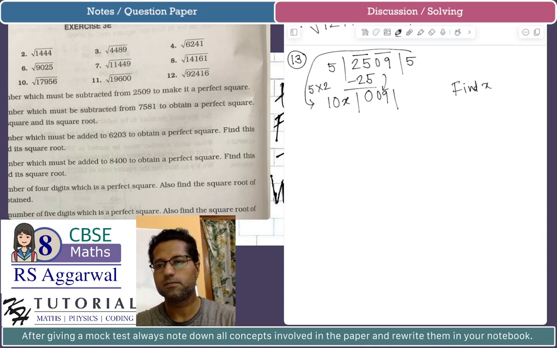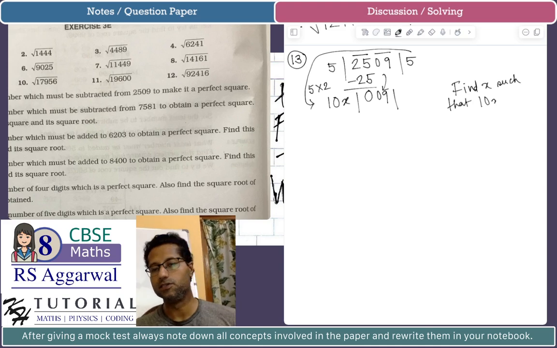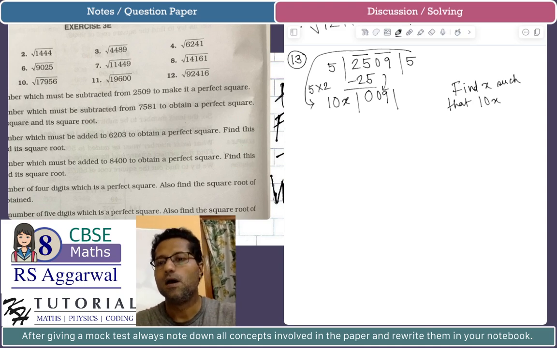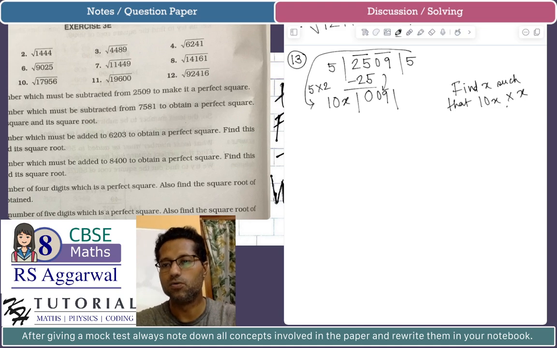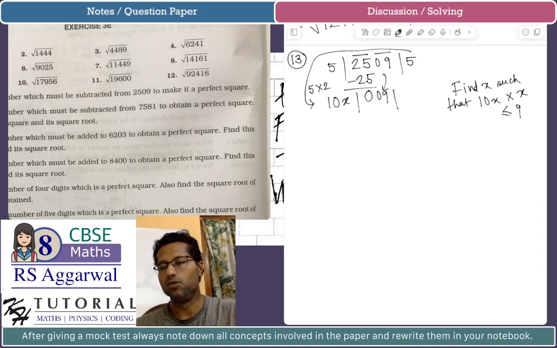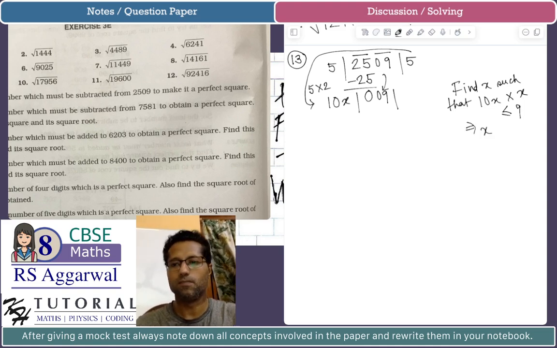We have to find x such that 10x, that is the 3-digit number 10x, multiplied by the digit x has to be less than or equal to 9. Now obviously x has to be 0. If x is 1, the result will become 101 multiplied by 1, which is 101, which is way greater than 9. So x has to be 0.